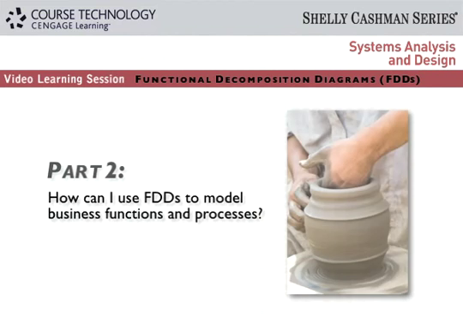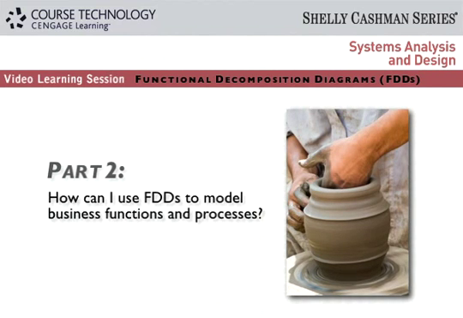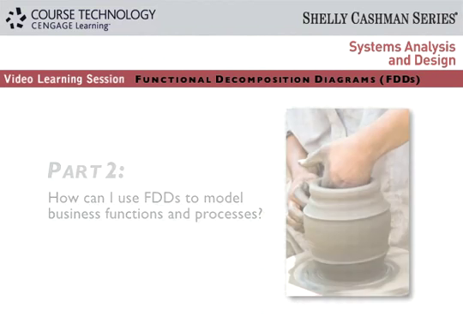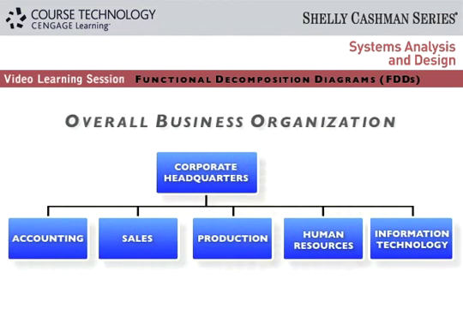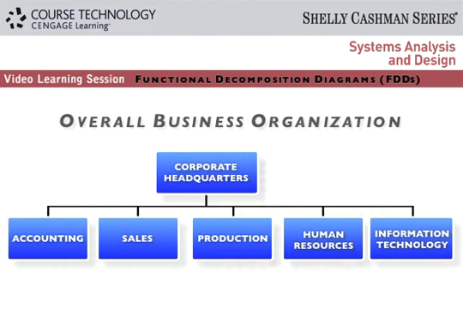In Part 2, you'll learn how to use FDDs to create models of business functions and processes. Here's a simple FDD that resembles an organization chart. The diagram shows the departments, but not the functions they perform.